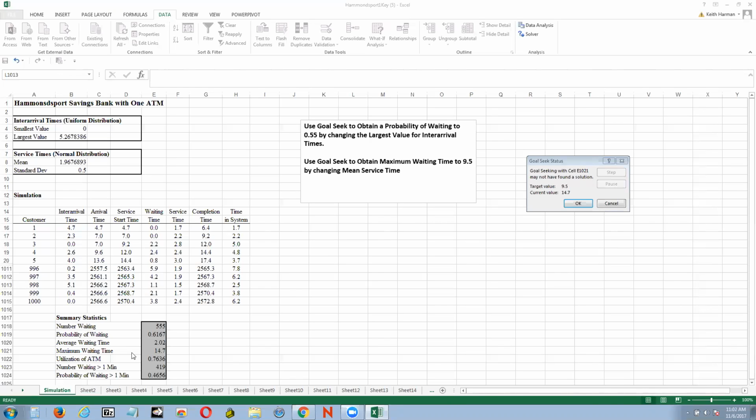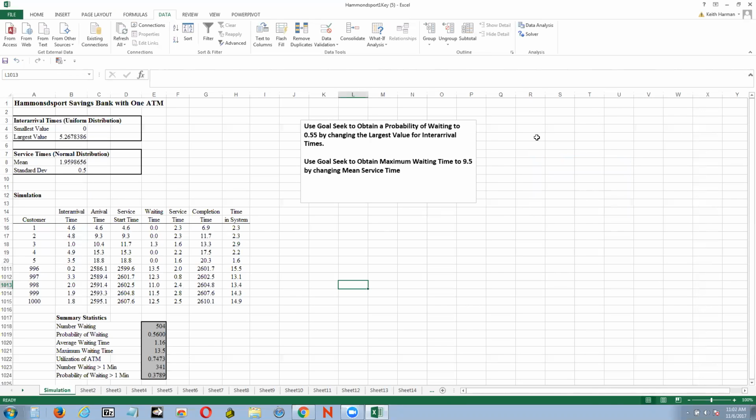Again, I got the maximum waiting time there, and ended up with 14.7, and the target value was 9.5. So we ran the simulation to see if we could indeed get that done. It was simply a matter of putting those values in. Let's do it one more time.